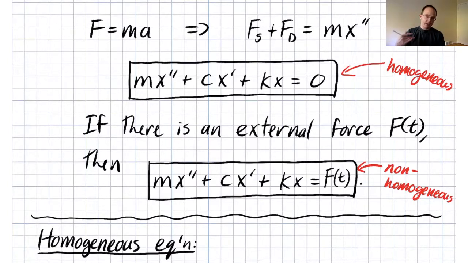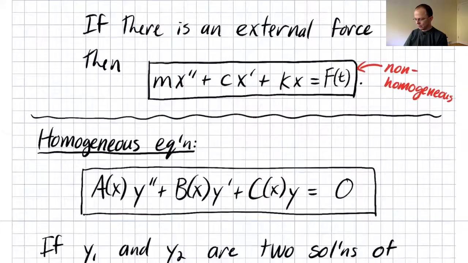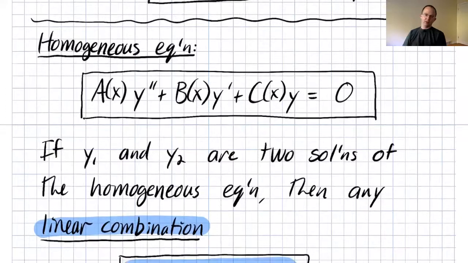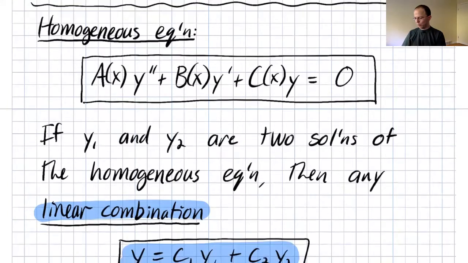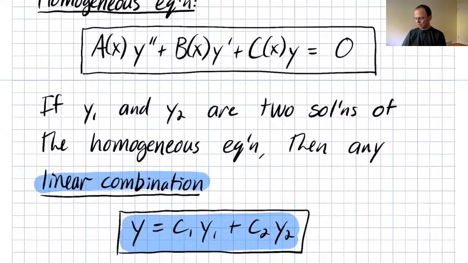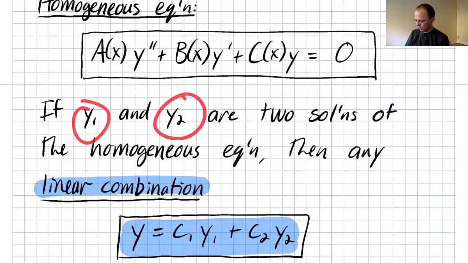Okay, so now that I've mentioned how important these homogeneous equations are, let's have a look at them in more detail. So a homogeneous equation has a really nice property that if you have two solutions of the homogeneous equation, then you can combine them to get another solution for the homogeneous equation. And how do we combine them? Well, we do what's called a linear combination. So this is a linear combination of two solutions, y1 and y2.